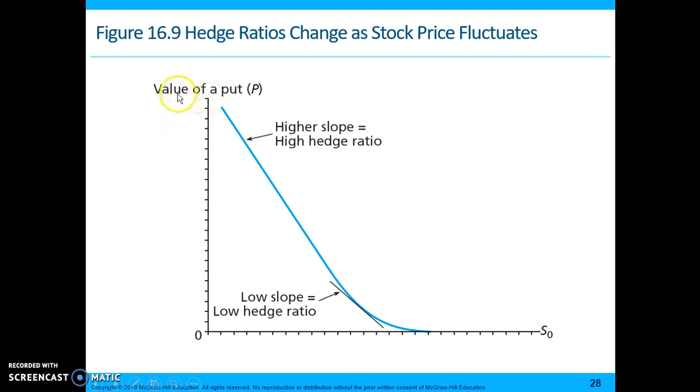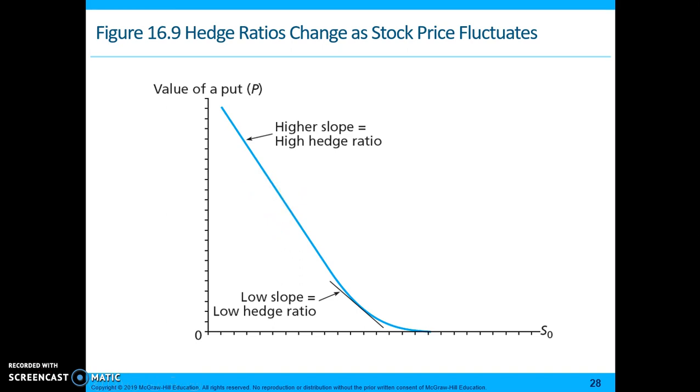This is the value of a put in relation to the stock price. We know that the value of a put goes up as the stock price goes down, and especially when we get below the strike price. The strike price isn't shown here, but it should probably be somewhere down around here. So you see right here, the slope is less than it would be here. So at each point, we would have to change our hedge ratio and change our allocations. But that's the point of dynamic hedging.